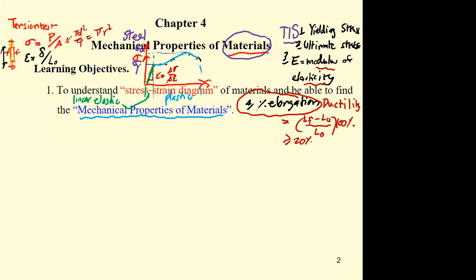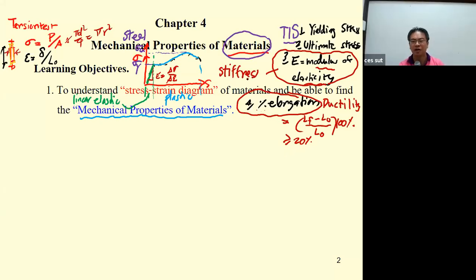What is the meaning of the modulus of elasticity? This one shows the stiffness of the material. If the material has a high modulus of elasticity, for example, E sub S, the modulus of elasticity of steel, has a value of 200 gigapascal, compared to the E of concrete, which usually has a value between 20 to 30 gigapascal. That means the steel is stiffer. That means it has less deformation under a given load compared to the concrete.